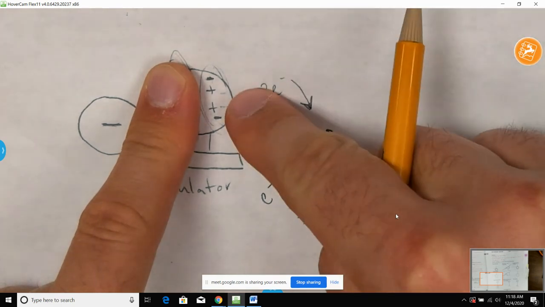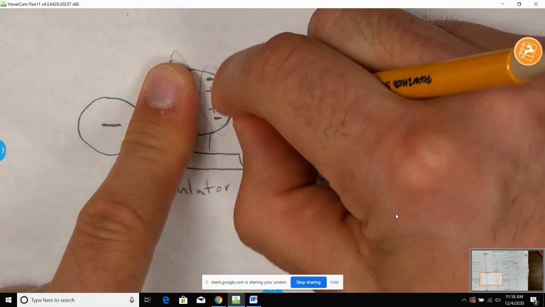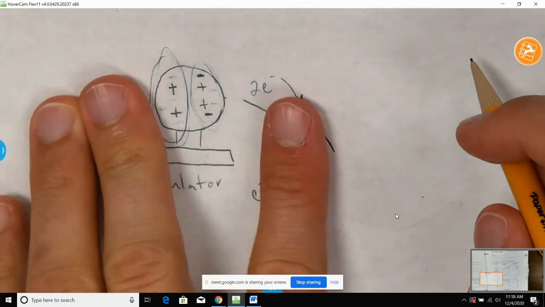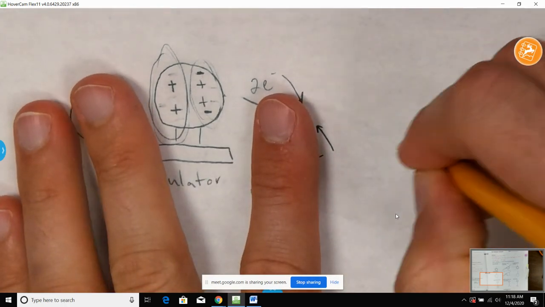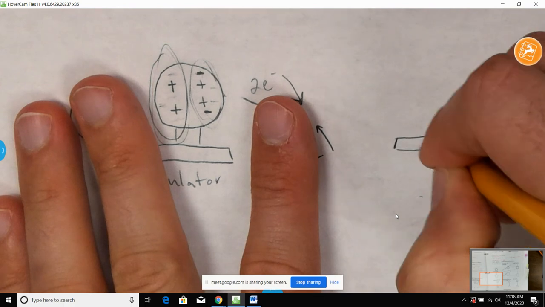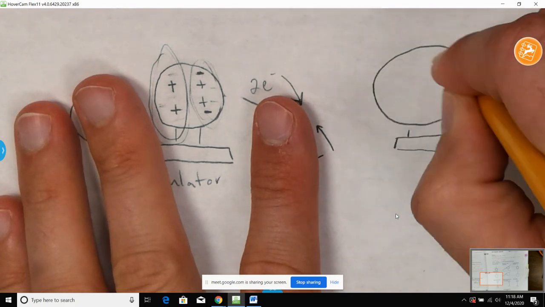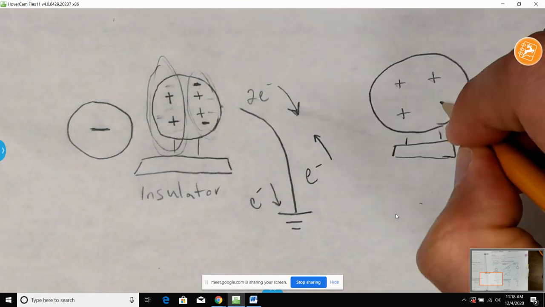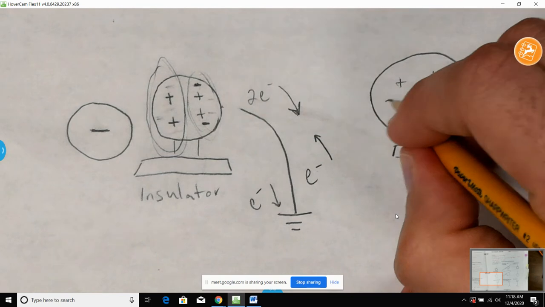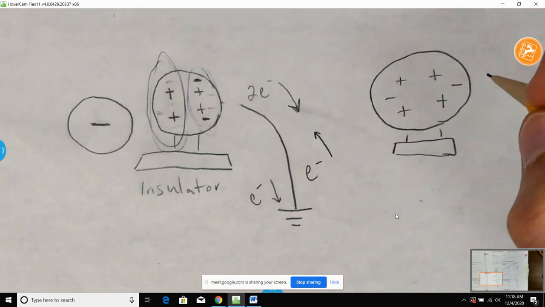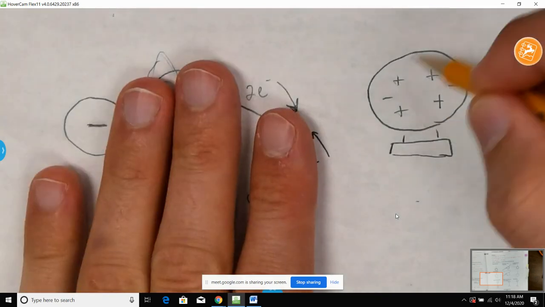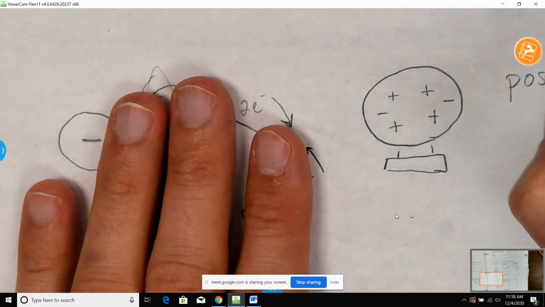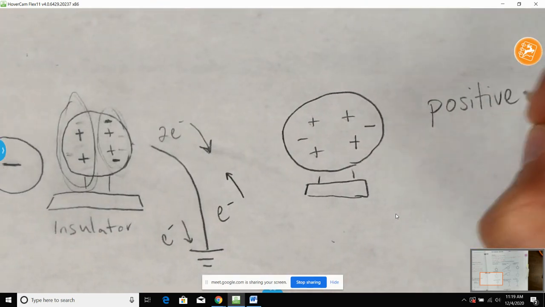But now if I take my finger away, if I remove the path from the ground, everything else we're not worried about. If we just look at that cylinder, we have 1, 2, 3, 4 positive charge, and now only 2 negative charge. So overall, what is the overall charge on this object now? It would be positive.